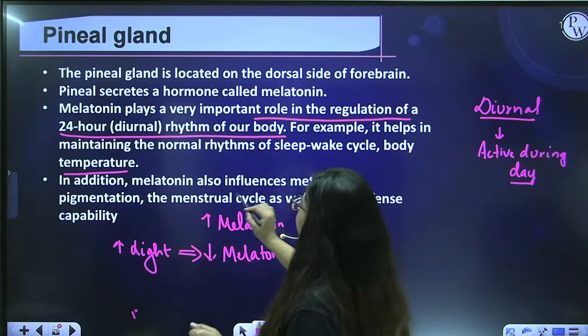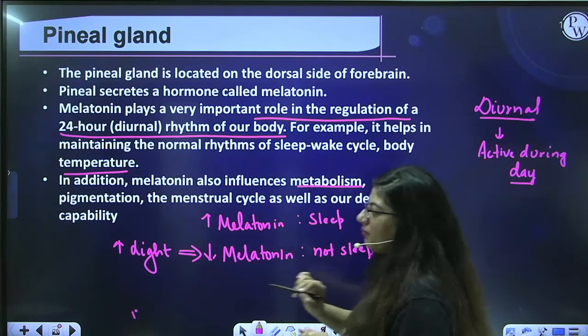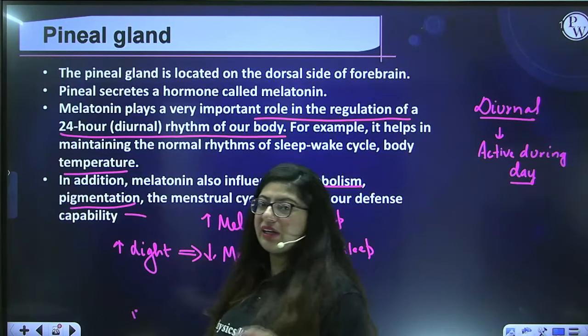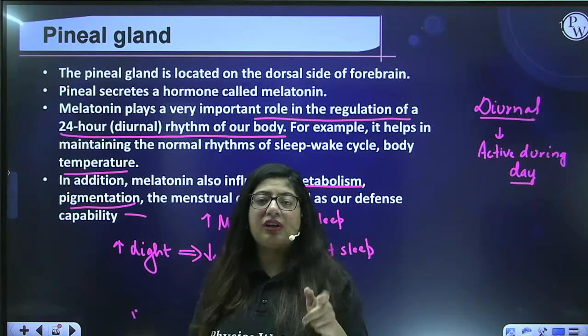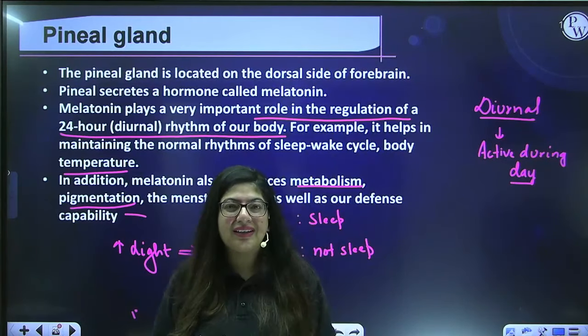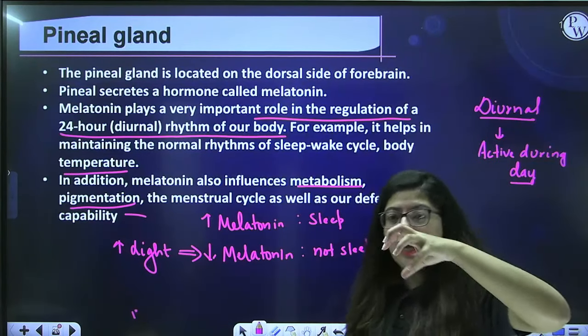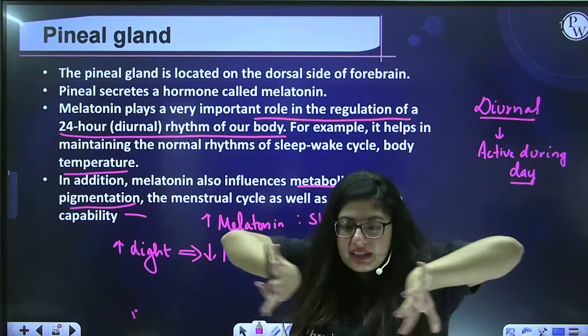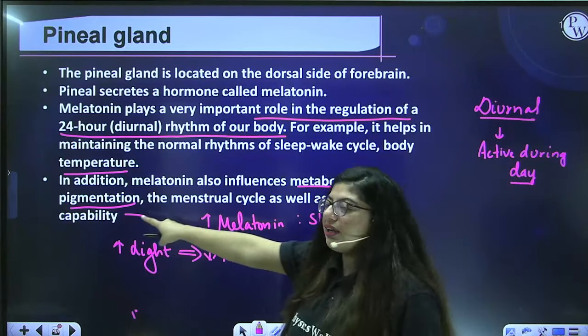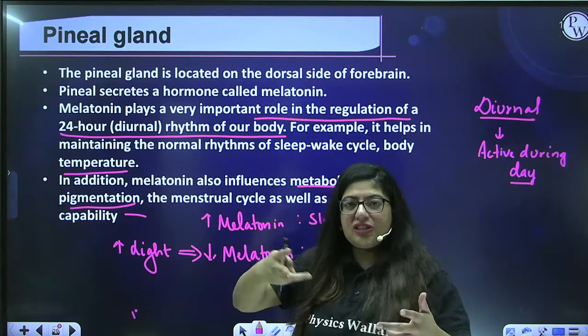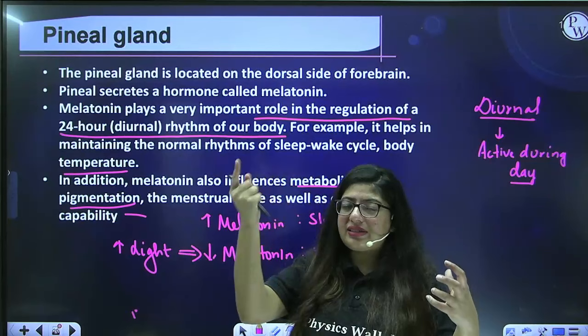In addition, melatonin also influences metabolism and pigmentation, you heard it right. The secretion of melanin pigment is done by MSH, that we have done. But its dispersion, that means dispersing it in the skin, is done by melatonin. Secretion, that it will tell the cell to secrete, that's MSH.